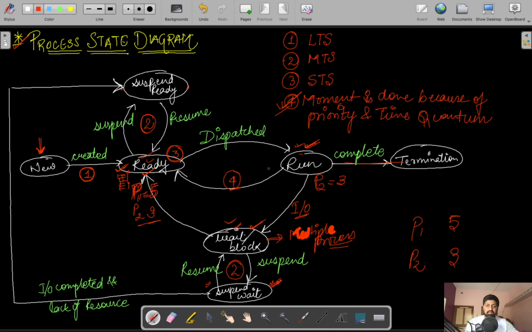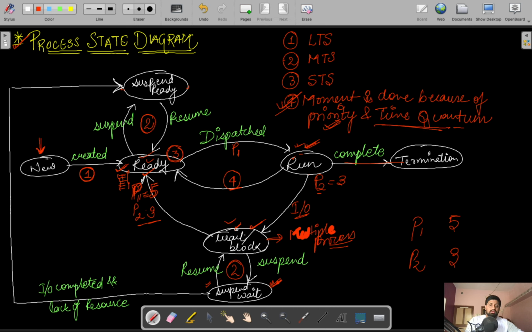The process is moved from the running state to the ready state because the priority of P2 is lower than P1, and P1 is dispatched and runs for some units of time until the next higher priority process comes. So this is the concept of priority.